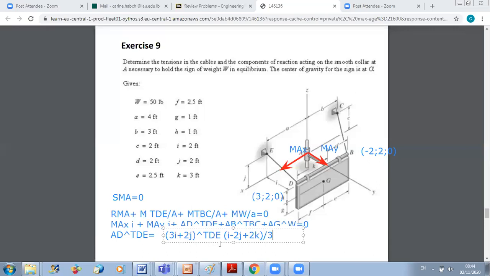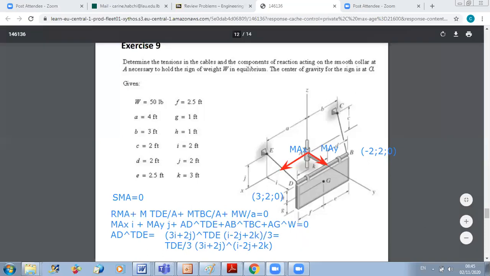Now, here you can do two methods. You can do the expansion, term by term, and you can take TDE over 3 as a factor because it's a number. I can take it outside, so I can write it's equal to TDE over 3 times (3i plus 2j) vectorial (i minus 2j plus 2k). Now, if you don't want to do the expansion because you have a lot of terms, you can do the matrix. So here we can do the matrix form or the expansion. Let us do the matrix form.